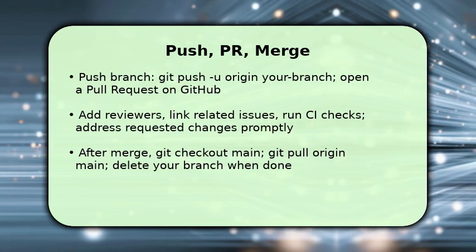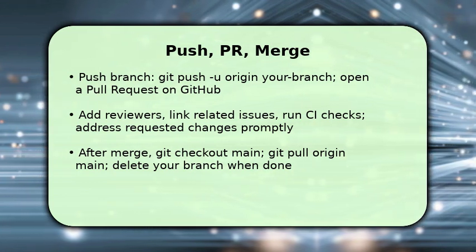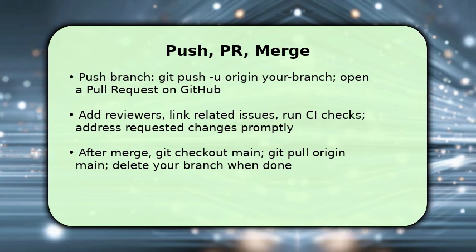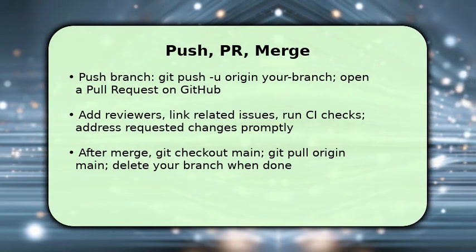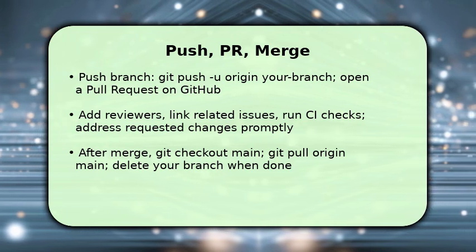If something goes wrong, like merge conflicts, resolve them locally by rebasing or merging main into your branch. Fix conflicts, test again, and push the result. That usually clears the issue.